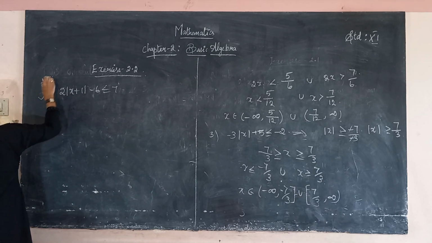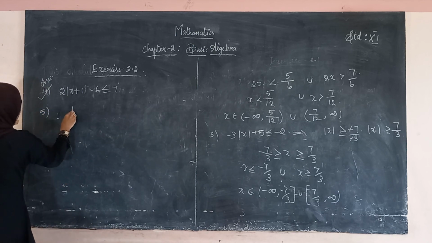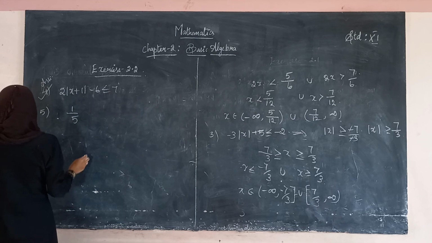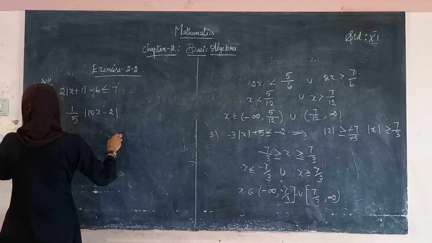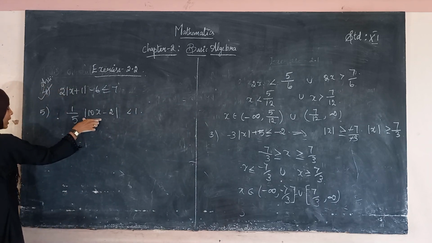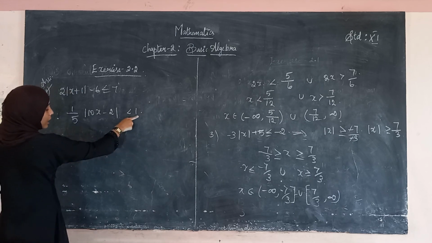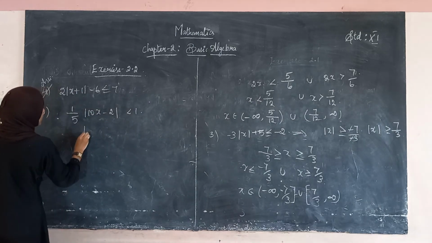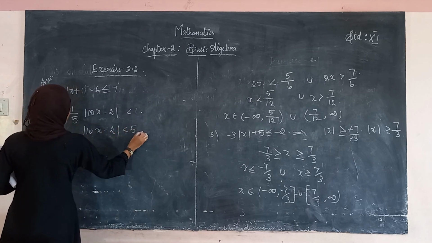Okay. And the fifth sum. What's the fifth sum? Fifth sum is solve for 1 divided by 5 modulus of 10x minus 2 is less than 1. Okay. So, we have to keep only the modulus here. Bring this 1 divided by 5 to this side, it becomes multiplication. That is modulus of 10x minus 2 is less than 5.